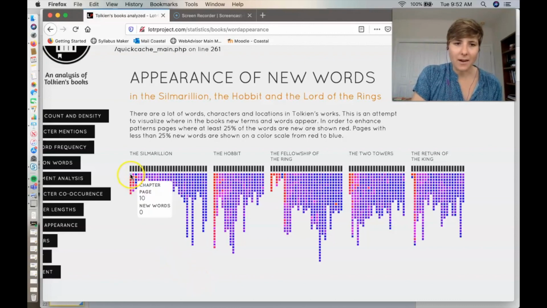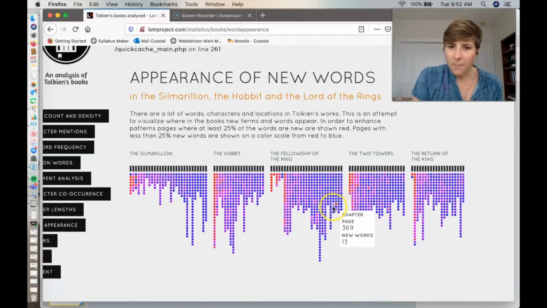So what is happening right here at the Silmarillion where there are no new words, but it's apparently the first page, right? Right here. Or what is happening down here in the Fellowship where we've got this little single red block amidst a sea of blue, right? What is maybe happening at that point in the text that we're suddenly getting a lot of new words? And thinking about the way that stories go, this could be a new place. Perhaps we've met a new set of characters. Perhaps we are in a new situation, right? A massive, again, like a big plot point that's happening, and so on. So that's kind of what we want to look for in this particular one.